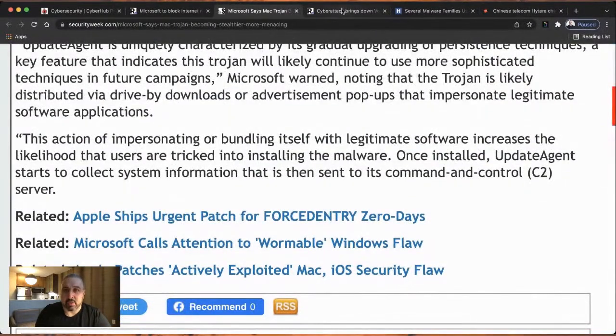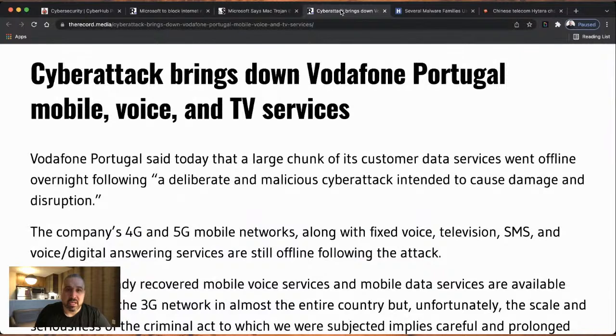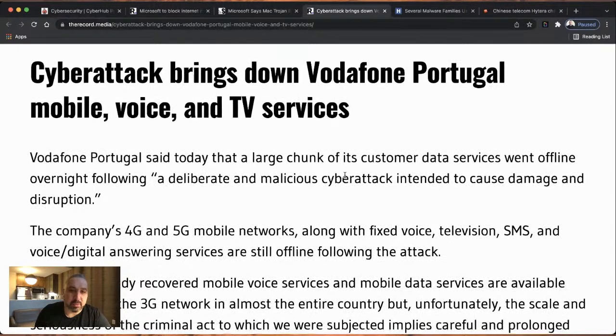So another good one for Microsoft there. A cyber attack takes down Vodafone Portugal mobile voice and TV services. Vodafone Portugal said that a large chunk of its customers' data services went offline overnight following a deliberate and malicious cyber attack intended to cause damage and disruption.